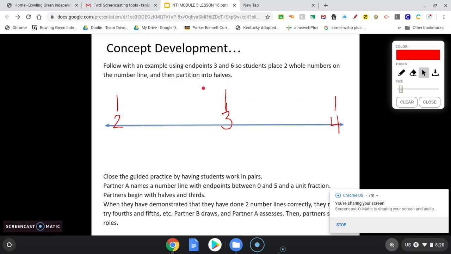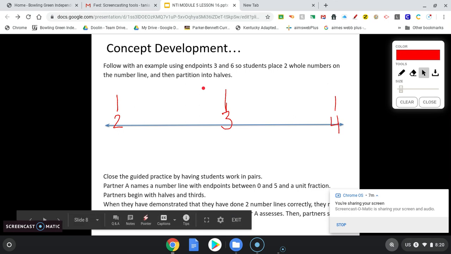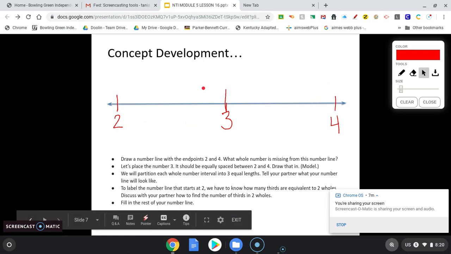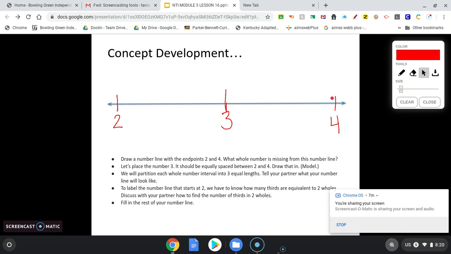So this is 1 whole. Sorry about that. So this is 1 whole, and this is 1 whole, and we need to partition them into 3 equal lengths. So we have 3 equal lengths there, and we have 3 equal lengths here. So 1, 2, 3, 1, 2, 3.